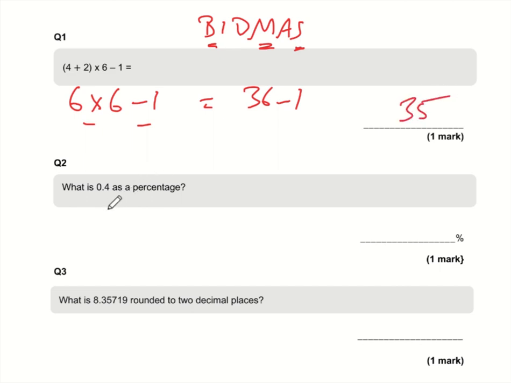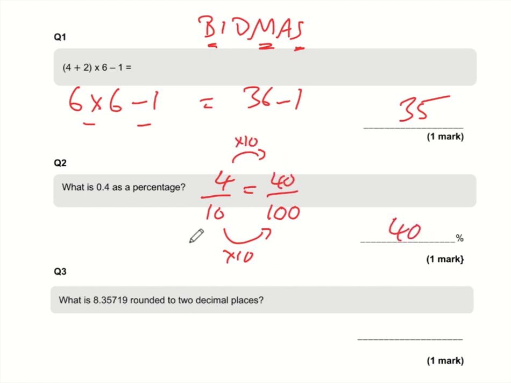0.4 as a percentage, well there's two ways you could do this. When there's one decimal place, we're talking tenths. So 4 tenths. Per cent means out of 100, so if I can turn this into a fraction out of 100, then I've got my percentage. Now 10 times by 10 is 100, so for an equivalent fraction, I'm going to multiply the top by 10. So that's 40 over 100, which is 40%.